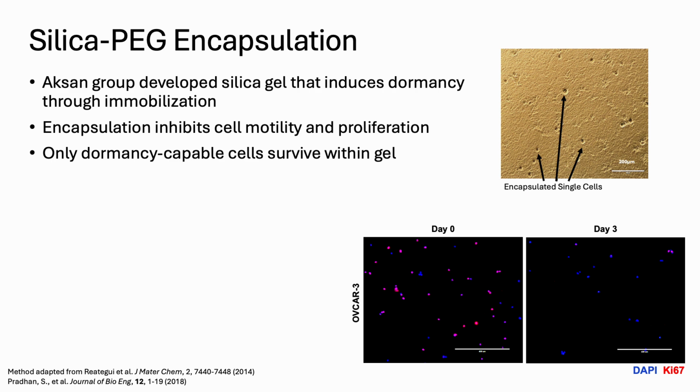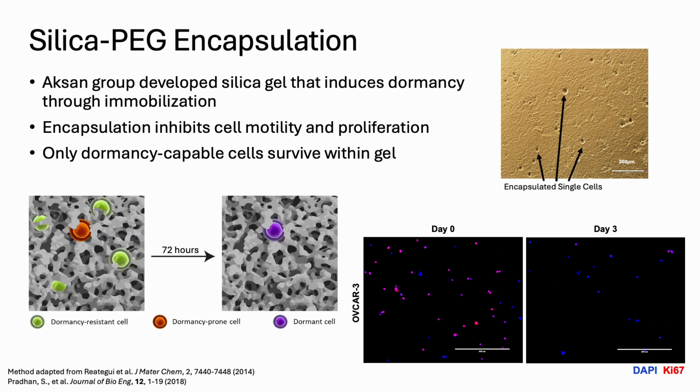As seen in the bottom left, only dormancy-capable cells can survive within the gels. The image in the top right shows what the silica gels and encapsulated cells look like under a microscope. Ki-67 staining, shown in the bottom right, is used to assess cell proliferation. The blue is DAPI, which stains the nuclei of cells. The red stains Ki-67, which is a protein only expressed in the S, G2, and M phases. We use Ki-67 staining as an indicator for dormancy.